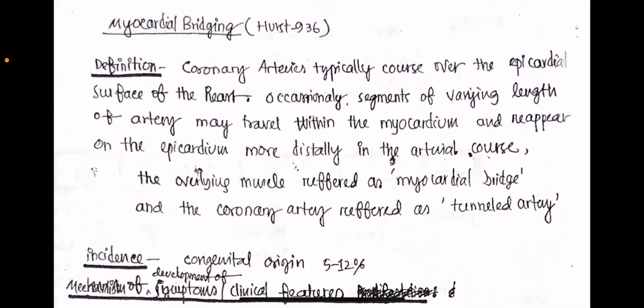Myocardial bridging. Definition: coronary arteries typically course over the epicardial surface of the heart. Occasionally, segments of varying length of artery may travel within the myocardium and reappear on the epicardium more distally in the arterial course. The overlying muscle is referred to as the myocardial bridge and the coronary artery as the tunneled artery.